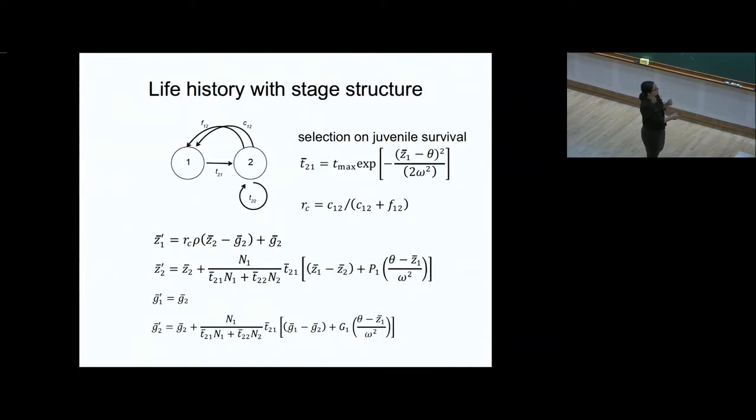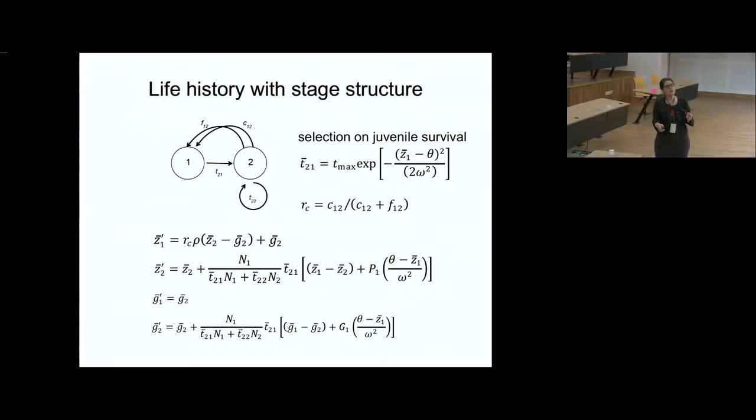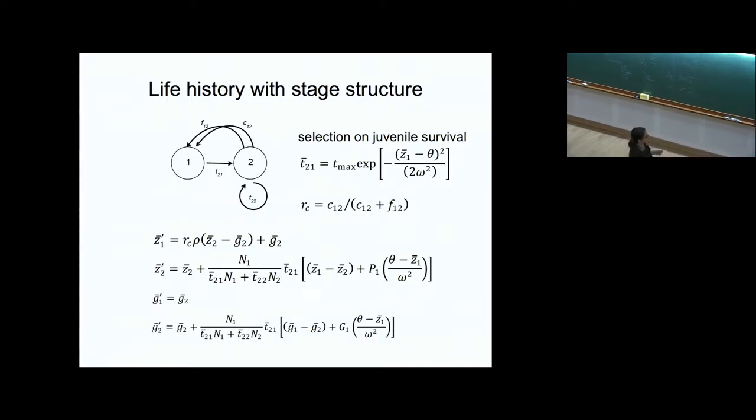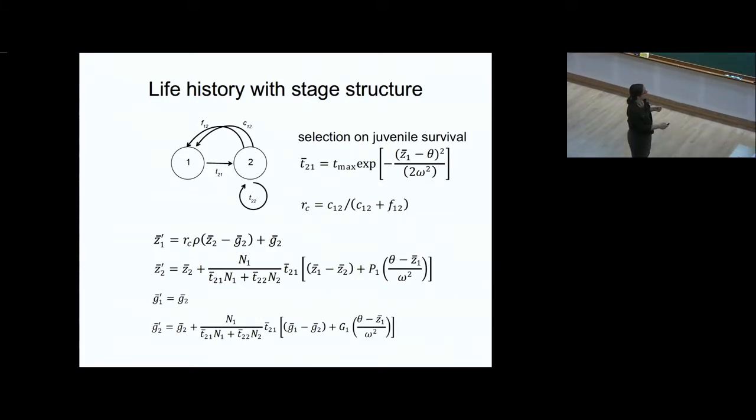And now we have 4 things to follow because we have 2 stages. And it's actually, again, not so complicated. P1 and G1 are the variances for the phenotype in stage 1, because that makes sense, that's where selection is happening. So that's where the variance is introduced, and it has this shape. And again, they only appear together, R sub C and rho.